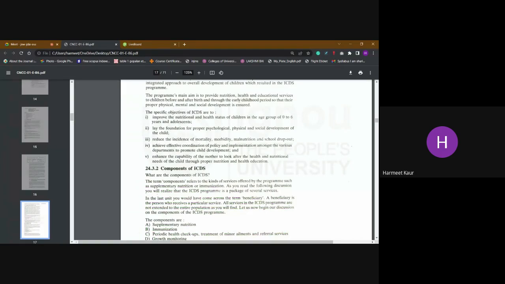Okay, then you have to lay a proper foundation related to the psychological, physical, and social development of the child. You want to reduce the total mortality, morbidity, malnutrition, and school dropout rates. You have to achieve effective coordination between policy makers and implementers. And lastly, you have to enhance the capability of the mother so that she can efficiently look after the health and nutritional requirements of her child. Okay, so all these five are the major objectives of the program.